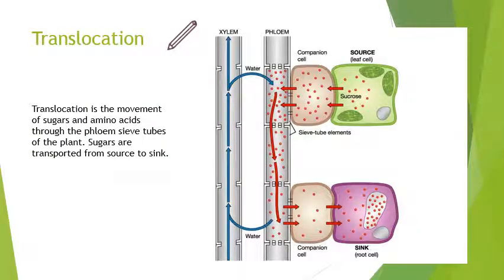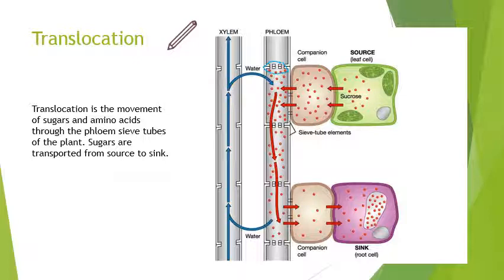Now, translocation, here's your definition for you to copy, is the movement of sugars and amino acids through the phloem sieve tubes of the plant. Sugars are transported from source to sink. So what are sieve tubes? Well, that's just a fancy word for phloem cells. Just as the xylem forms these xylem vessels, the phloem is composed of living cells that are called sieve tube elements, and the whole vessel is called a sieve tube. Sieve because the end plates, these connections between the different elements, they are these ones here. They look like a sieve. That's why they're called sieve tubes.